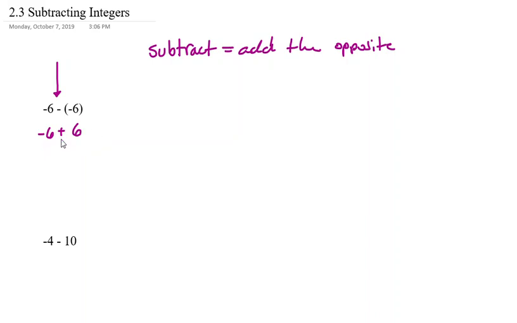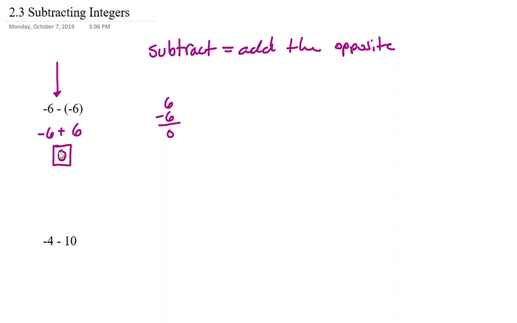Remember the rules? If the signs are different, we subtract. They're different. One's positive, one's negative, so we subtract. 6 minus 6 is 0. Keep the sign of the bigger number. Well, in this case, the answer is 0, so there's no positive or negative involved. So there it is. And that's how we subtract.